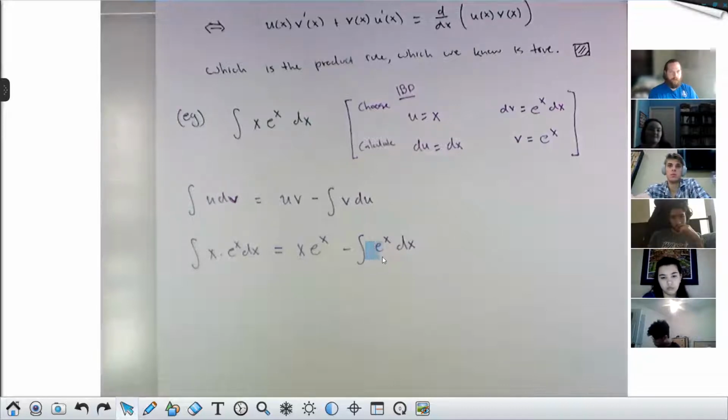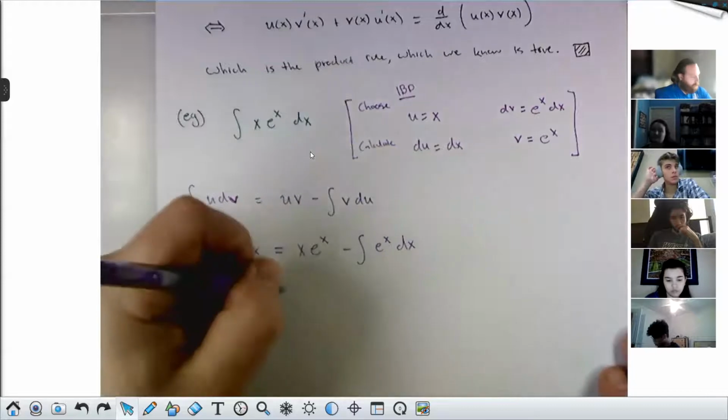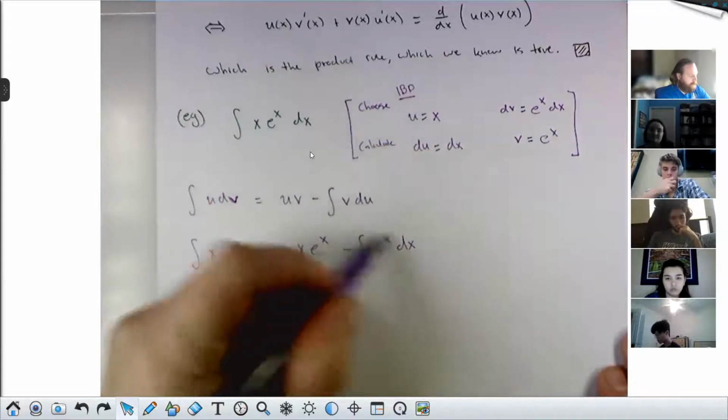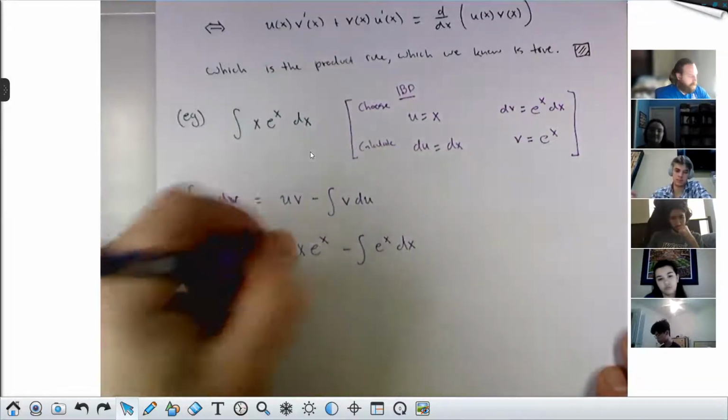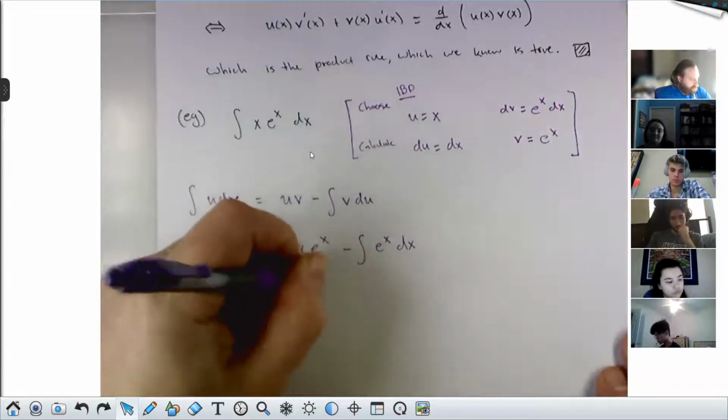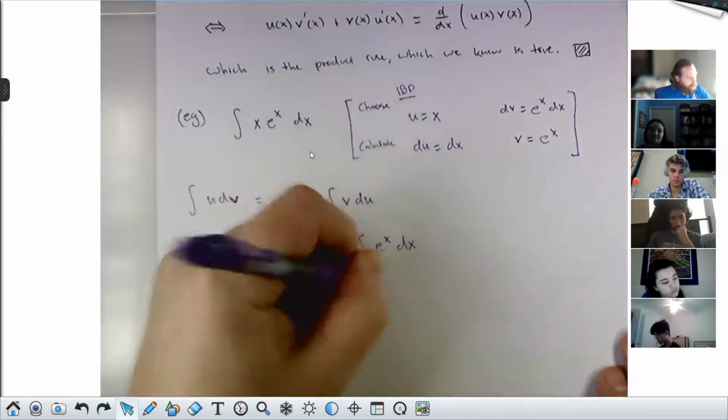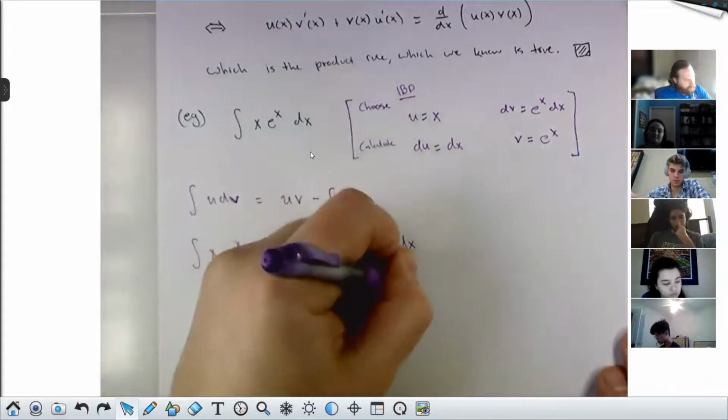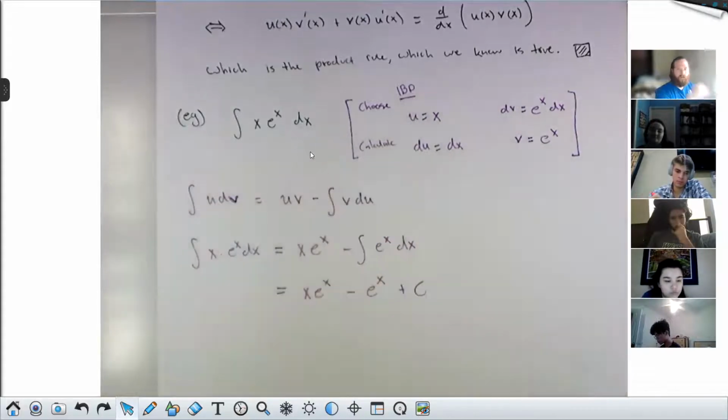The x is gone here, right? That's what makes this problem challenging in the first place. So we can finish just by calculating the integral of e to the x. So this is x e to the x minus e to the x, and then we put our plus c on at the end here. And that's it. This is your answer.